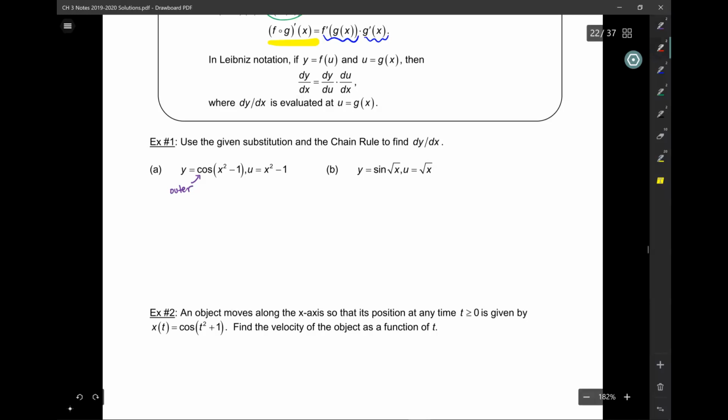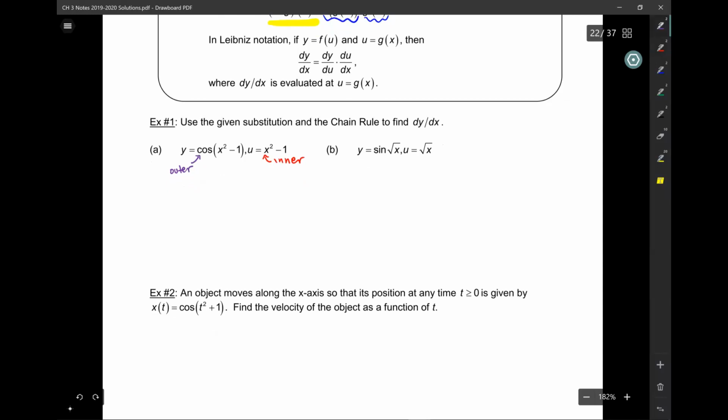In the first couple of problems, I was nice and I gave you the inner function, but you are going to have to recognize them after the first two. So now dy dx is the derivative of the outer function. And now look, what's the derivative of cosine? It has to be negative sine of this whole thing, x squared minus 1. That's the key. And then you multiply with the derivative of the inside function, 2x.